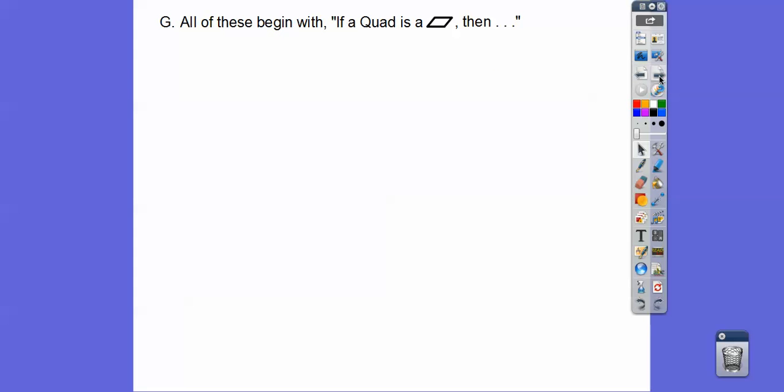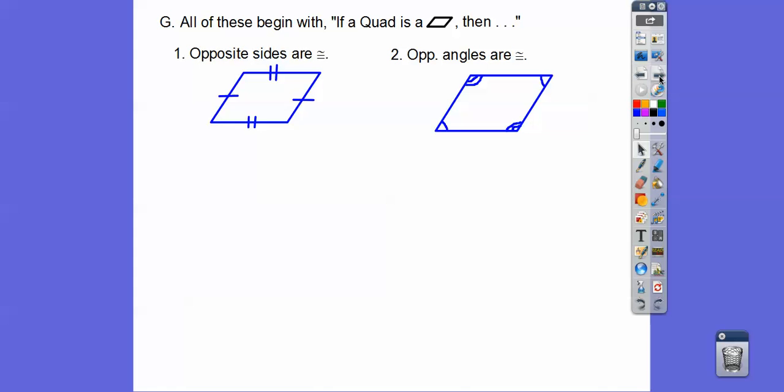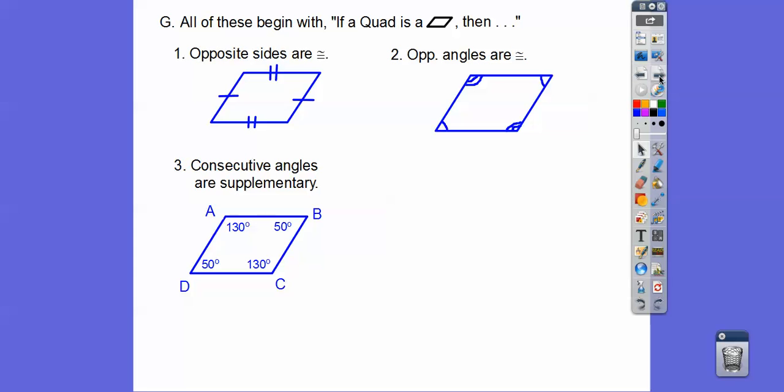All right, so parallelograms, you guys, are when it's a quadrilateral that has both pairs of opposite sides parallel. So if a quadrilateral is a parallelogram, then opposite sides are congruent, okay? Opposite angles are congruent. Consecutive angles are supplementary. Consecutive means angles that are next to each other.